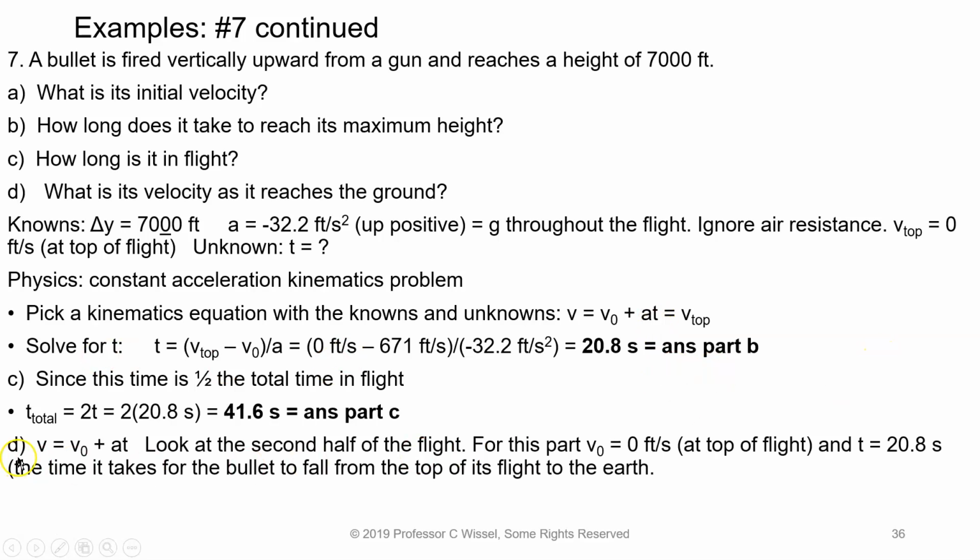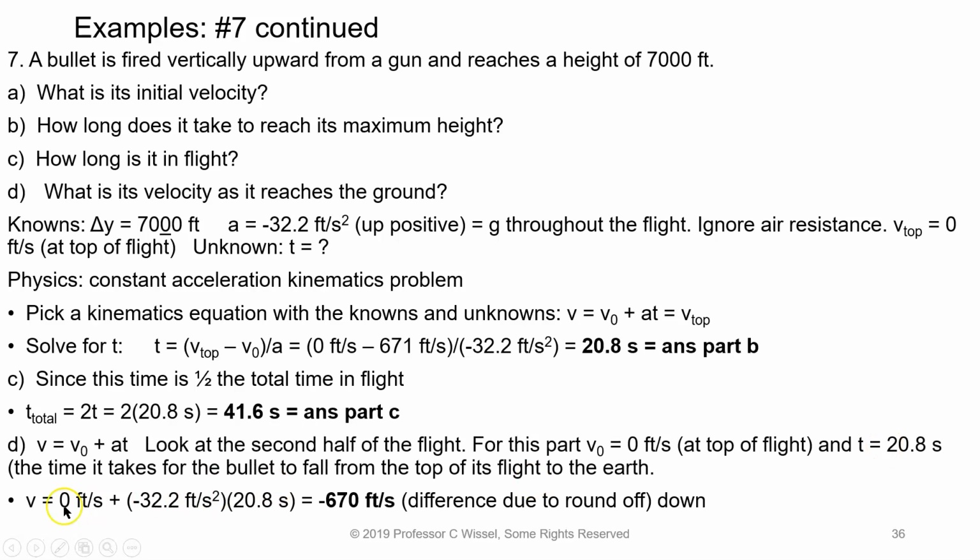For D, we've kind of already answered this before, but just to prove that it works. Okay, so for this, V equals V naught plus AT, you look at the second half of the flight. For this part, V naught equals 0 feet per second, and time equals 20.8 seconds. That's the time it takes the bullet to fall from the top of its flight and hit the ground. So V equals 0 feet per second plus a negative 32.2 feet per second squared because gravity's down, times 20.8 seconds, and that equals minus 670 feet per second.